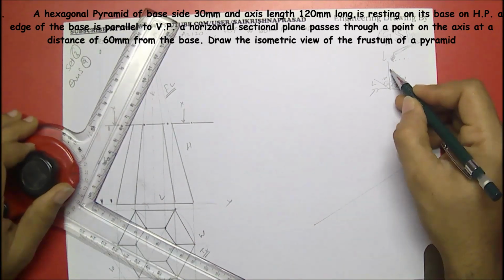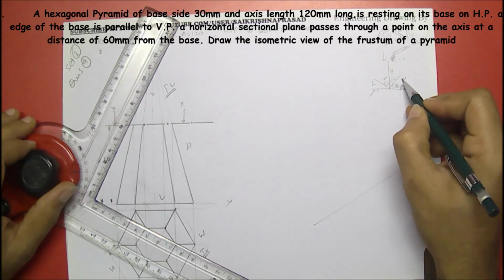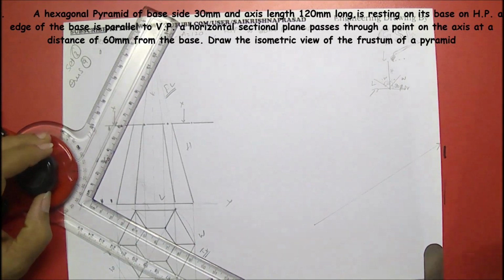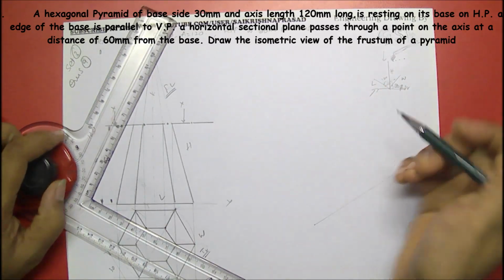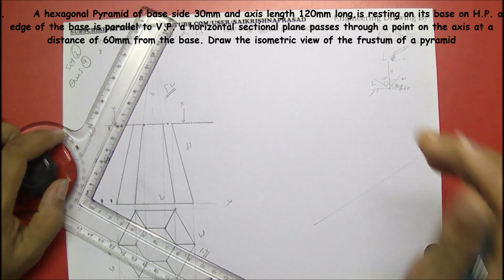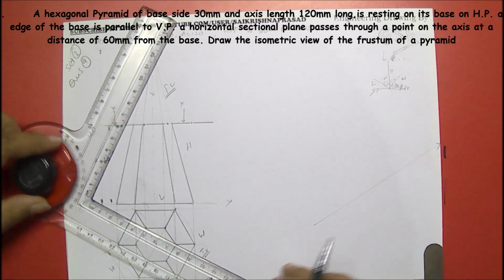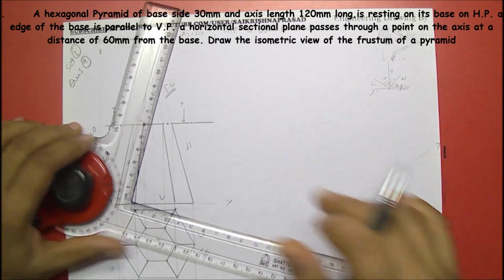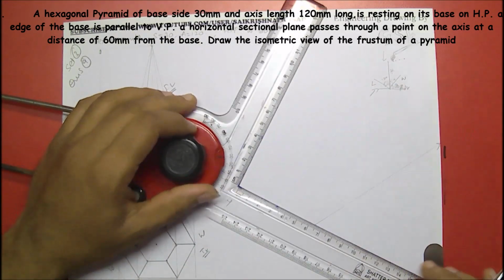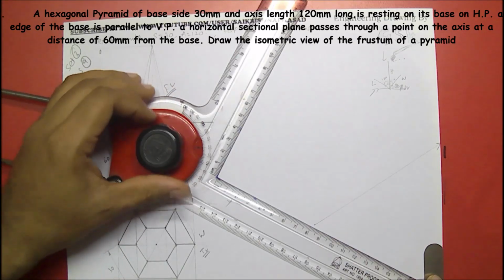So these main axes, length, height, width, are called isometric axes. And whatever lines we draw parallel to these axes are called isometric lines. These are isometric axes and a line parallel to the isometric axis would be the isometric line.